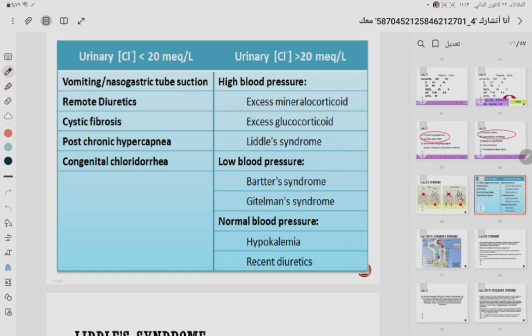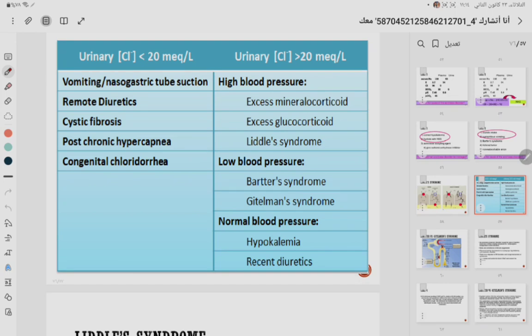And Liddle syndrome, the Liddle's is a pseudo-hyperaldosteronism, where the receptors are acting as if there is aldosterone there, despite there being no aldosterone, okay? So this is the Liddle syndrome. An abnormal mutation in the receptors that could cause activation as if there is aldosterone there, but there is no aldosterone occupying these receptors. Low blood pressure is Bartter syndrome and Gitelman.